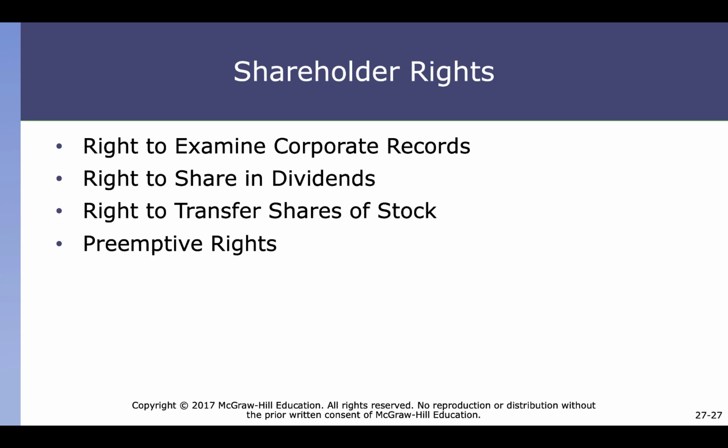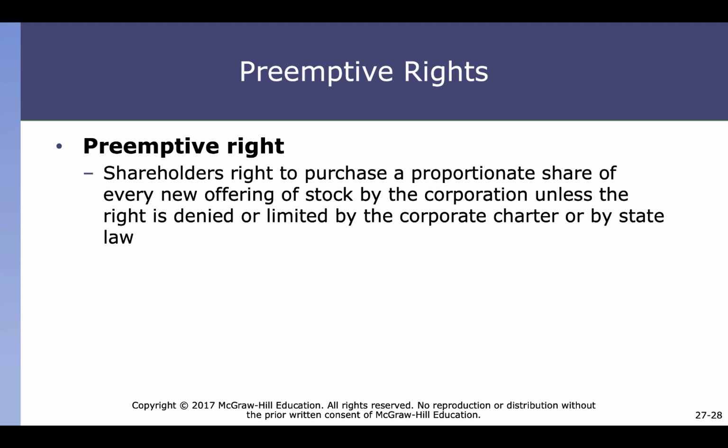The shareholders also have some rights. They have the right to examine corporate records. They have the right to share in dividends. They have the right to transfer shares of stock. And they often have preemptive rights. Preemptive rights are the shareholders' right to purchase a proportionate share of every new offering of stock by the corporation unless the right is denied or limited by the corporate charter or by state law. So we've discussed this one before, but this gives shareholders the right to keep their proportional ownership of the corporation. If they own 20% and a corporation decides to issue new shares, they are allowed to purchase as many shares as they need to keep that 20% ownership.